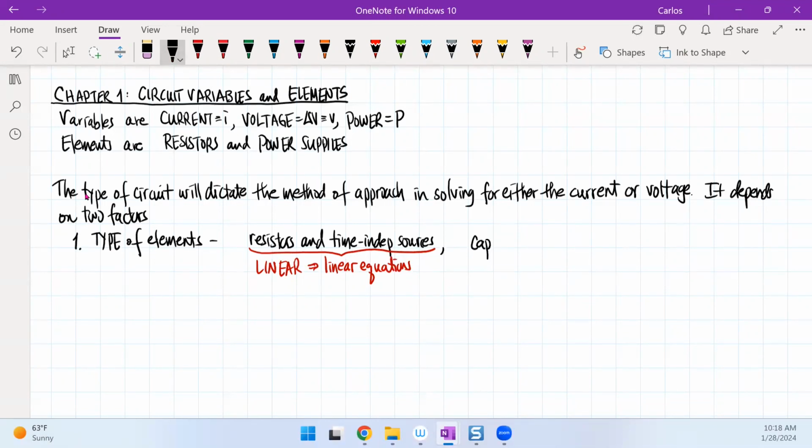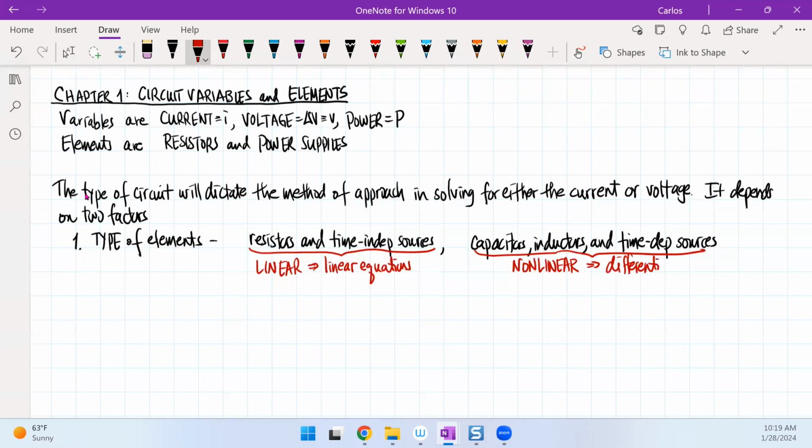If we have time-dependent elements, like capacitors, inductors, and time dependent sources, then these are non-linear circuits, which then implies that we must use differential equations to solve these.